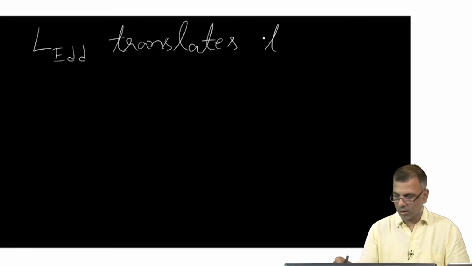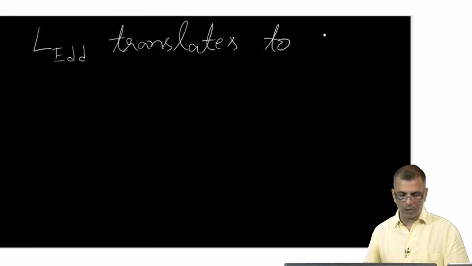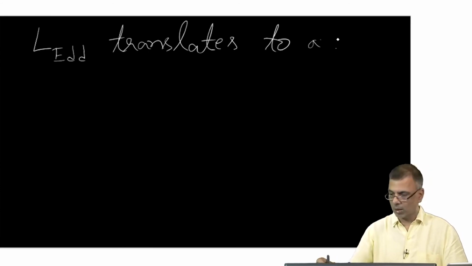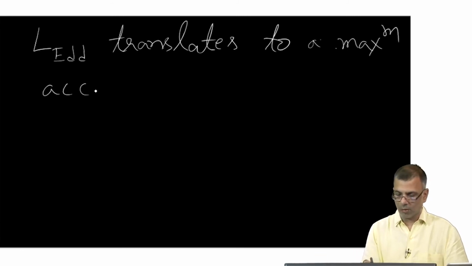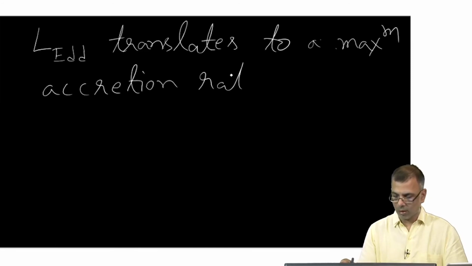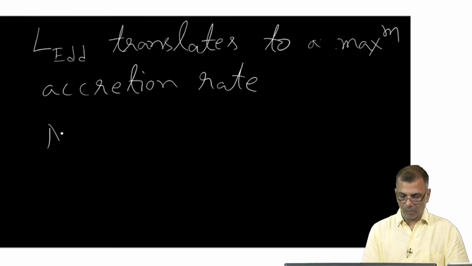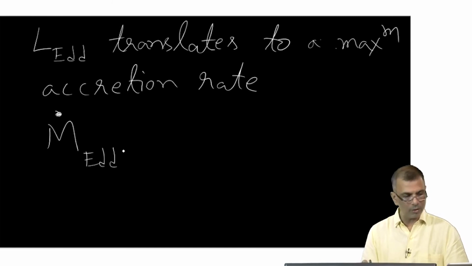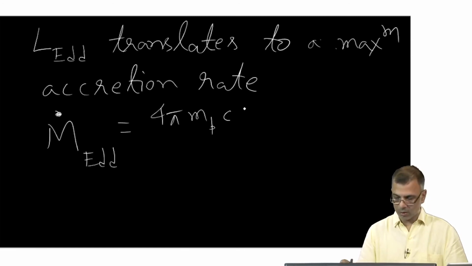that this translates to a maximum accretion rate, m dot, grams per second. The dot represents grams per second. Eddington is equal to 4 pi m_p c.